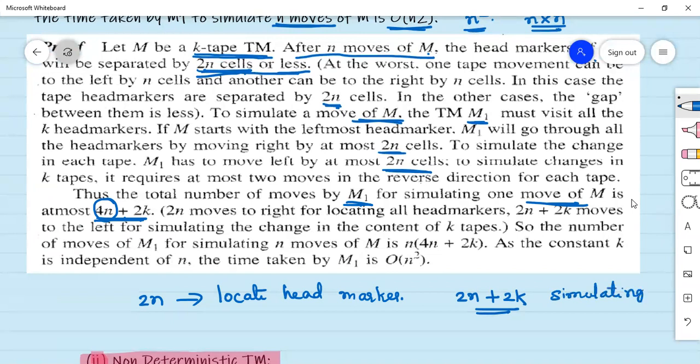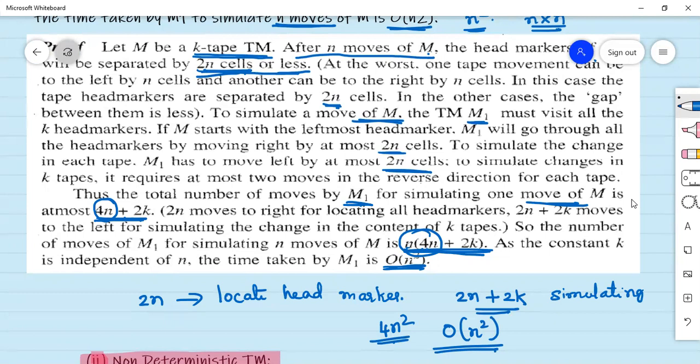So when you add them, it becomes 4n plus 2k. Since it is 4n plus 2k, n into 4n plus 2k, you've studied this in data structures or in ADA, right? So this becomes 4n square. Since it's 4n square, the time required is O of n square.